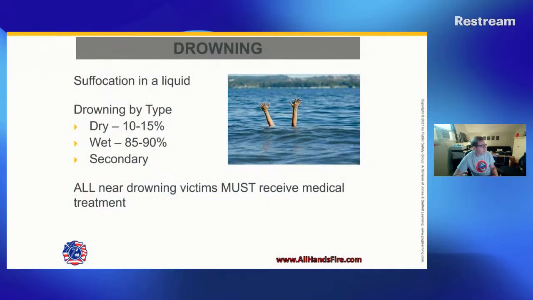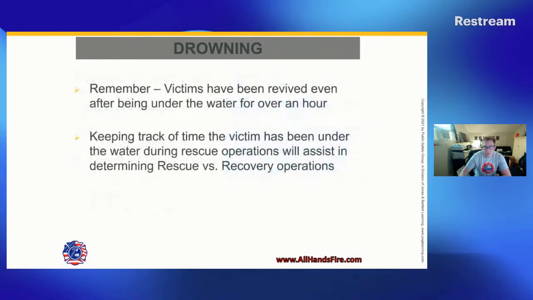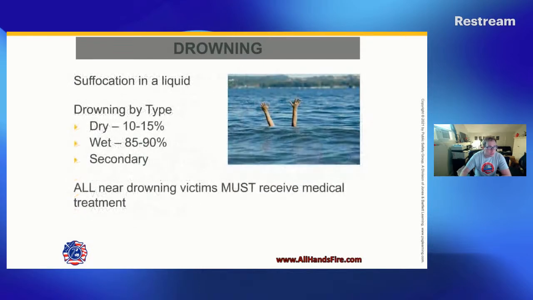What is drowning? Suffocation in liquid. We're going to lose this slide. Sorry, taking a note real quick.